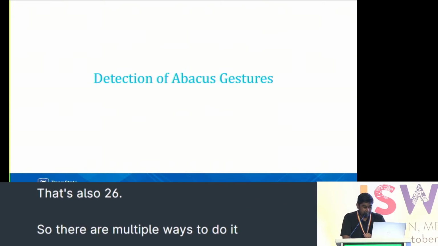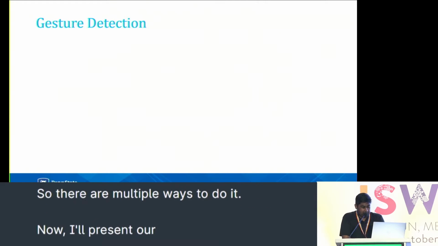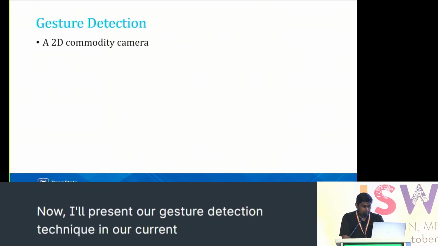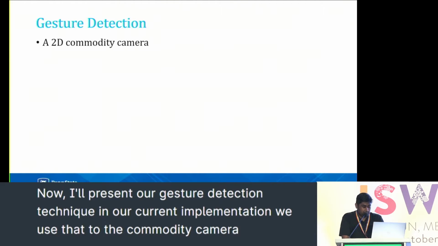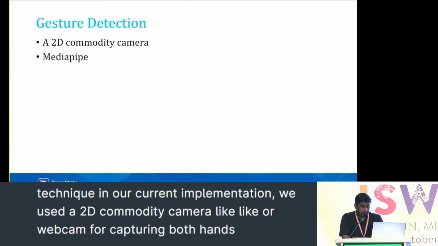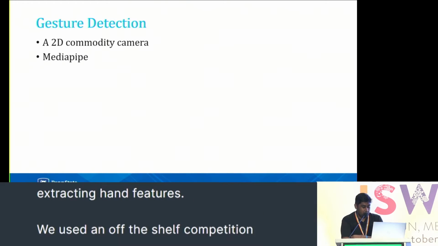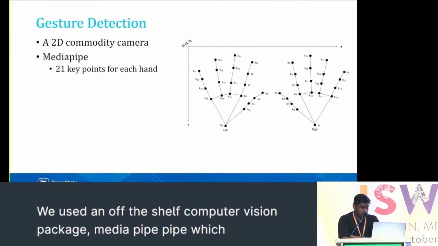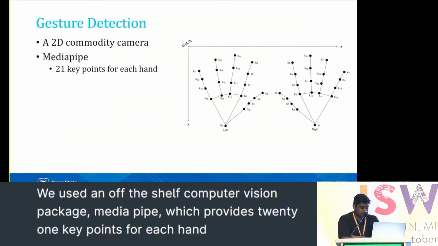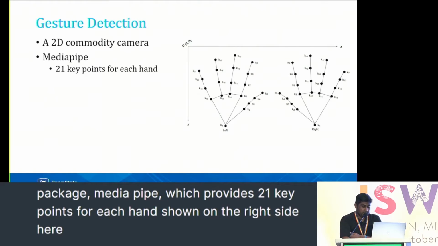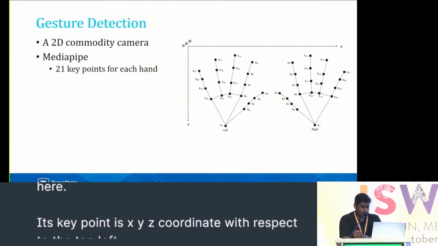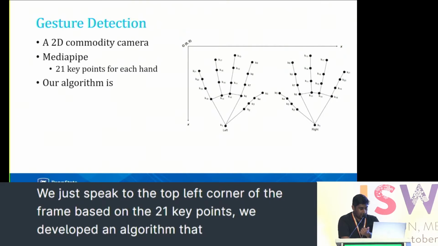Now I'll present our gesture detection technique. In our current implementation, we used a 2D commodity camera like a webcam for capturing both hands. For extracting hand features, we used an off-the-shelf computer vision package, MediaPipe, which provides 21 key points for each hand, shown on the right side here. Each key point is an XYZ coordinate with respect to the top left corner of the frame. Based on the 21 key points, we developed an algorithm that is heuristic-based, rotation invariant, and highly accurate.